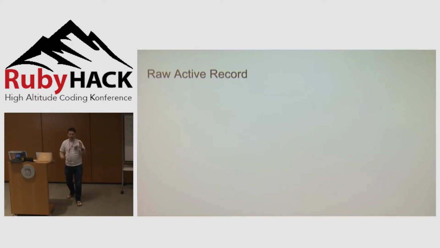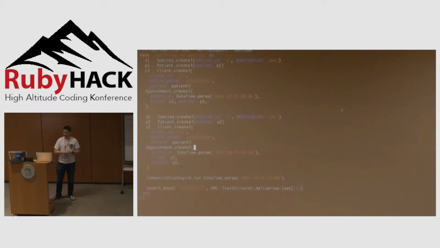So one of your options, if you're not going to use fixtures, is to use raw ActiveRecord. And you end up with code that looks like this. And this is actually better, in my opinion, than fixtures. You just create your objects inline. They're there. I'm creating the species. I'm creating the patient. I'm creating the client. Put those together to make an appointment. Do it again for a second one. Run the code. It does what I want it to.